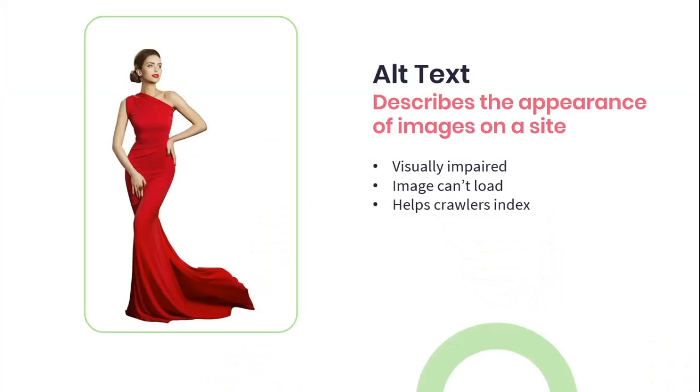Alt text describes the appearance of the images on your site. If someone is visually impaired, this would be read out to them. It will also be displayed in place of an image if it failed to load for whatever reason. It could also provide better image context to search engine crawlers, helping them index it properly too.